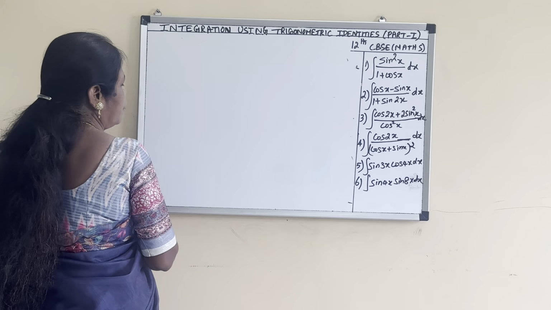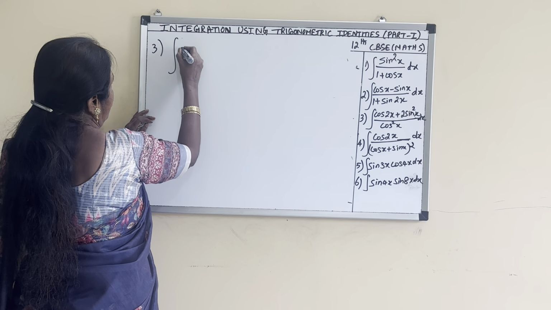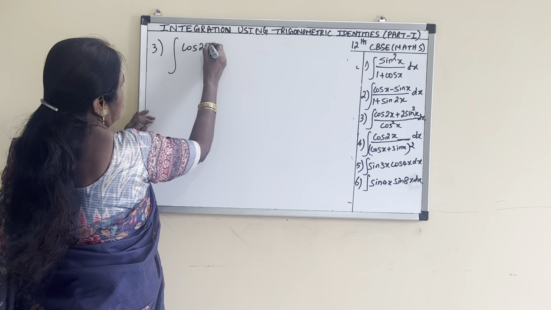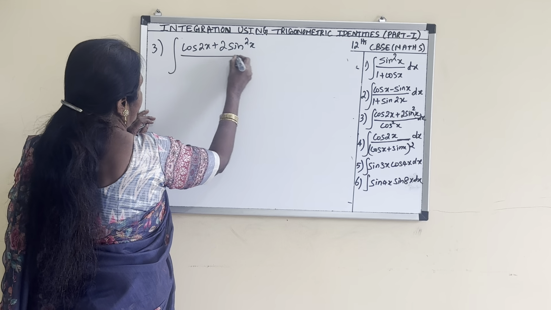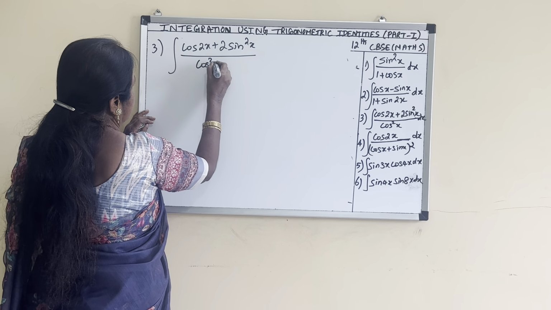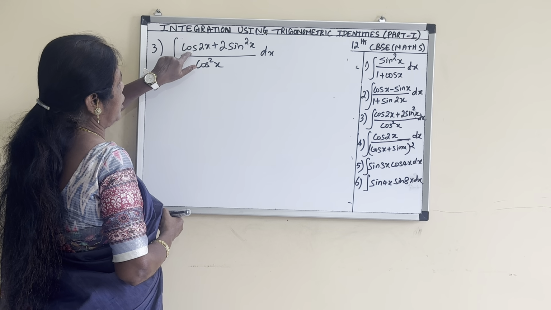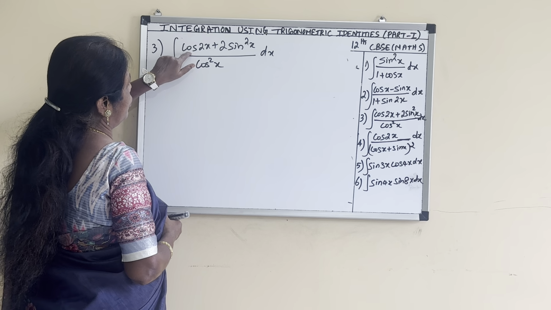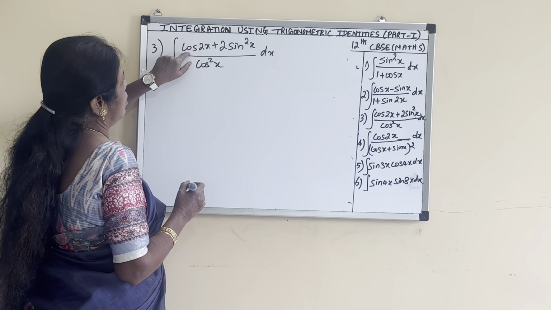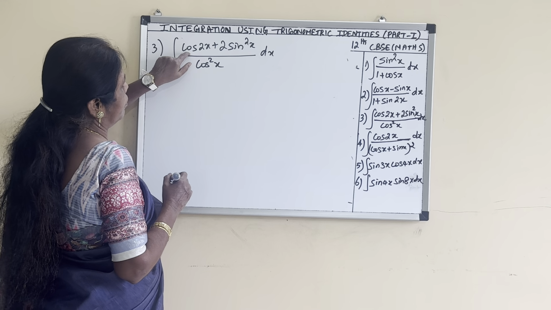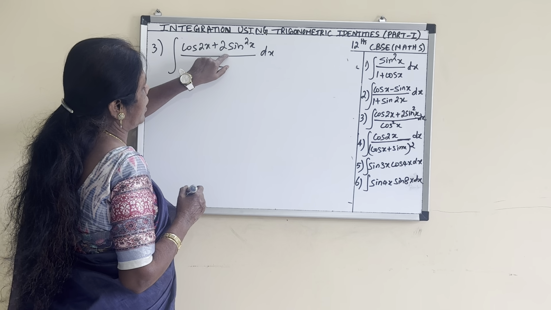The next question is the third one, which is integration of cos 2x plus 2 sin squared x divided by cos squared x into dx. Right. So for cos 2x, there are three formulae. I want to substitute the formula which is in terms of sine, because cos 2x in terms of sine is 1 minus 2 sin squared x. Here we have plus 2 sin squared x, so we can cancel it out.